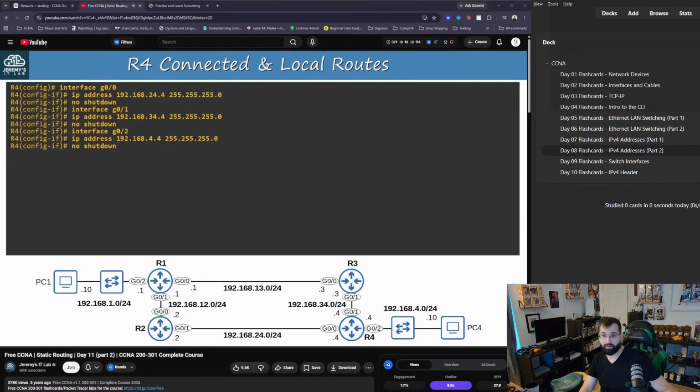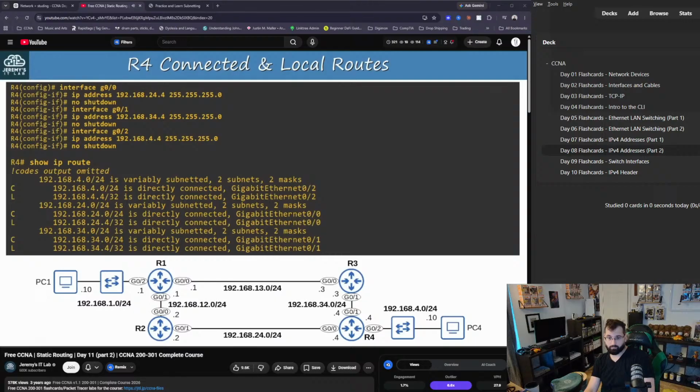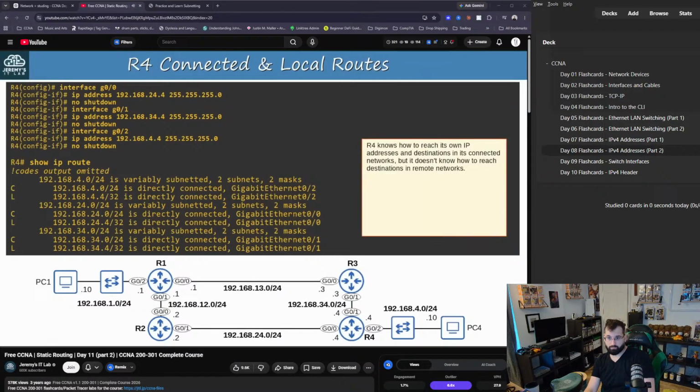And here's R4's configurations. Note that R4 has 3 interfaces in use. So how many routes will it have in its routing table? The answer is 6, 3 connected and 3 local. Same as R2, R3, and also R1, which we looked at in the previous video. R4 knows how to reach its own IP addresses and destinations in its connected networks, but not how to reach destinations in remote networks. These are the networks it knows, and these are the ones it doesn't.